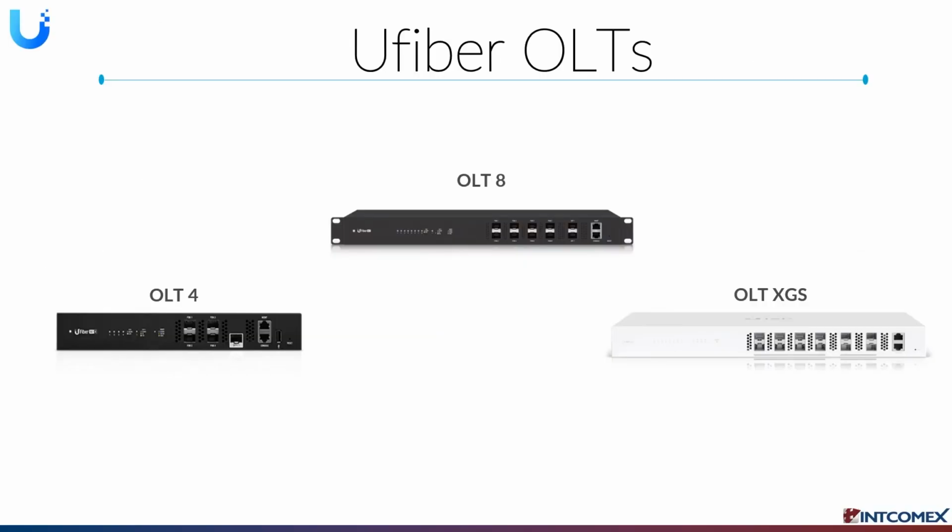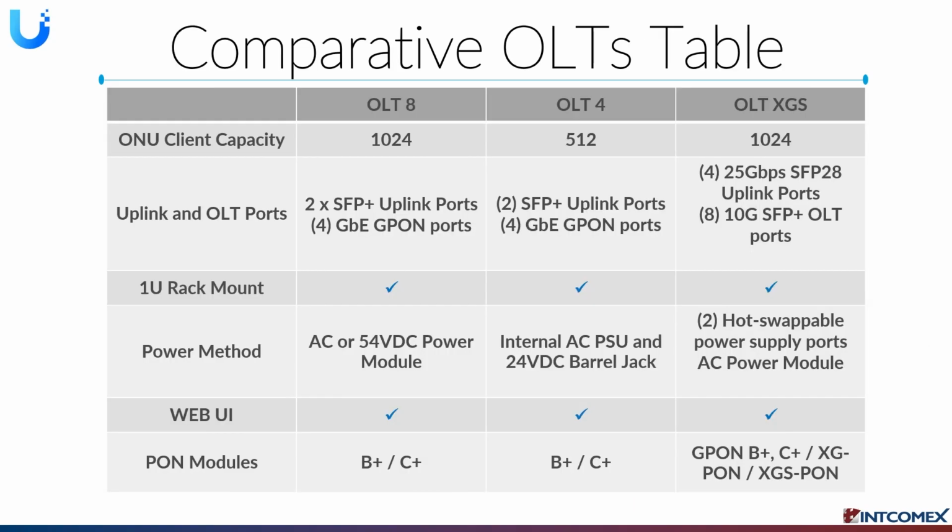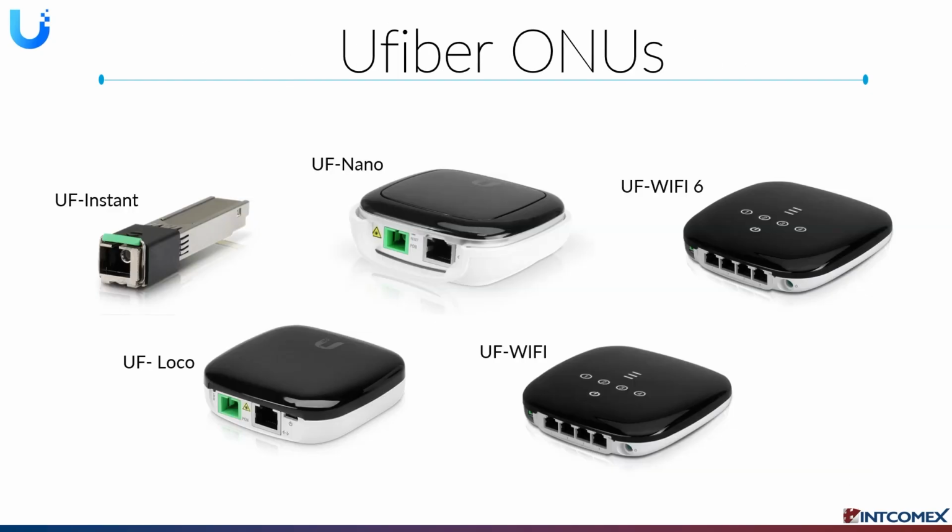Let's see some UFiber products. Here we have OLT4, OLT8, and the new brand OLT XGS. Here we have a comparative table of the mentioned products: client capacity, uplink and OLT ports, power method, and PON modules. Now, here we have some models in UFiber.